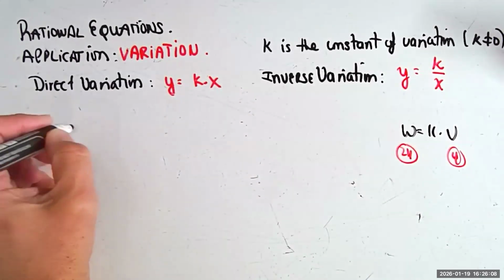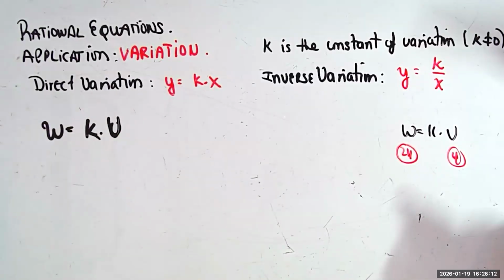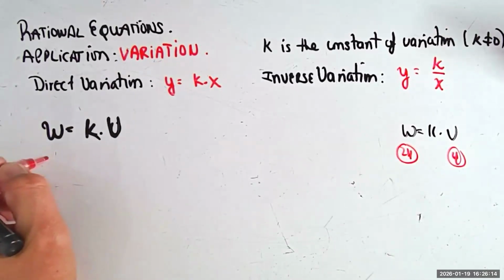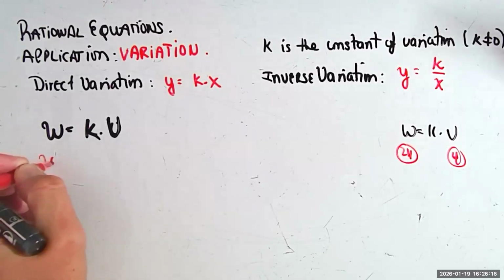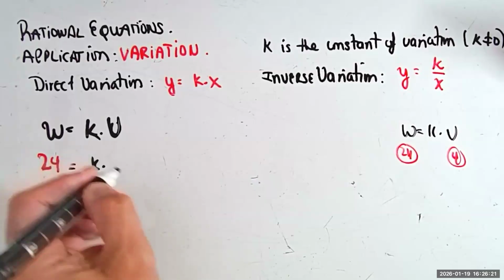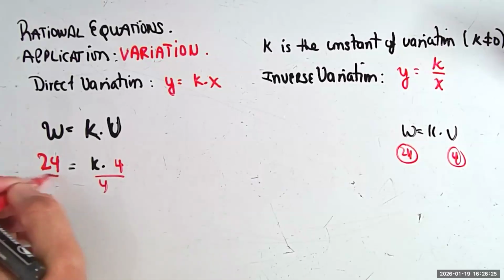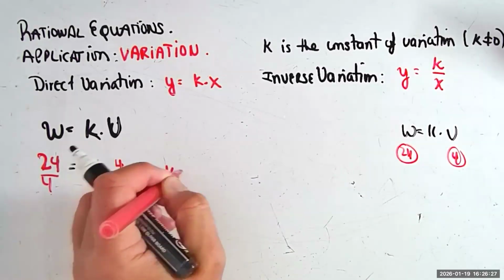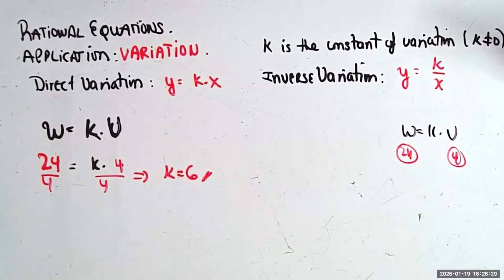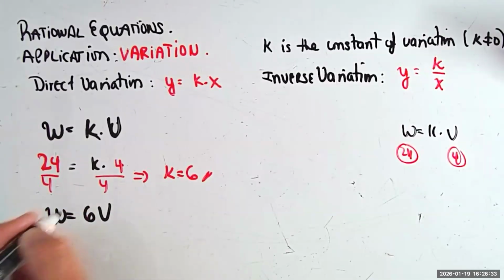Same as before, the weight varies directly as the volume. An object of 24, and I forgot the units of the weight, equals K times the volume 4. If I divide by 4, we conclude that K equals 6. Therefore, my equation is Y equals 6 times V.